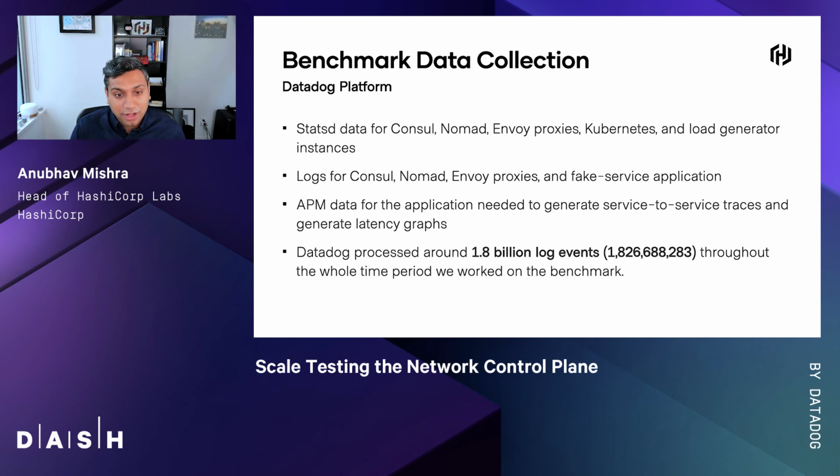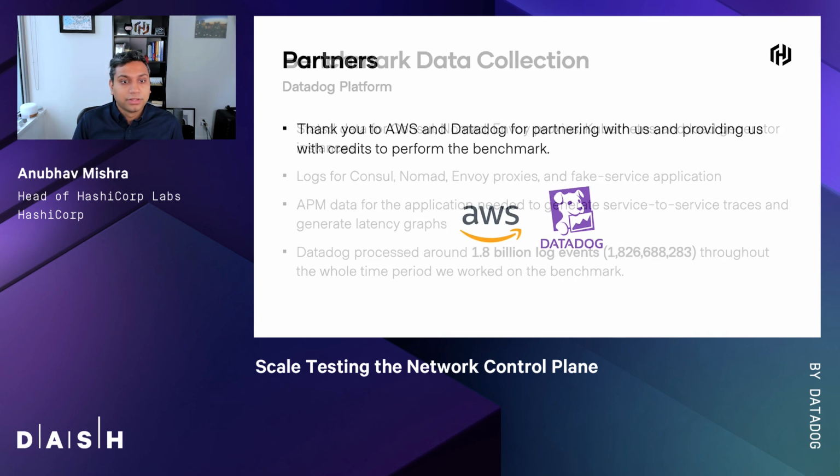All right, in terms of the data collection, we collected a decent amount of data. So we had StatsD data from Consul, Nomad, Envoy proxies, Kubernetes, and load generator instances. We had logs from Consul, Nomad, Envoy proxies, the fake service application, the application that was scheduled, and the application that was in that 3-tier service architecture. We had APM data to generate service-to-service traces and latency graphs. And Datadog processed around 1.8 billion log events from the beginning of us working on this experiment with hundreds of nodes all the way up to 10,000 nodes here, which is pretty impressive.